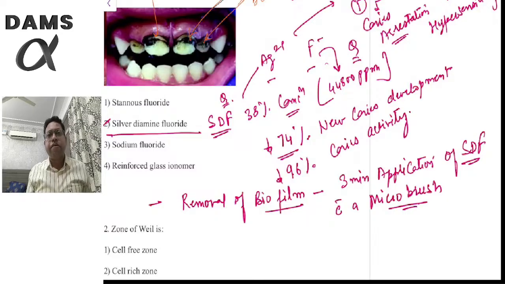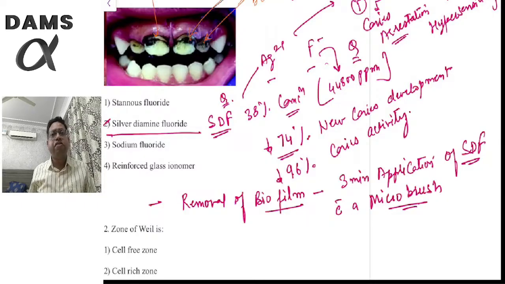Okay. So we know that silver ions are present, fluoride ions are present. Silver is known for its antibacterial action. So these silver ions precipitate over the surface. They are antibacterial, so whatever cariogenic bacteria are present in the lesion are inhibited. So it decreases the activity of the active carious lesions by 96%.